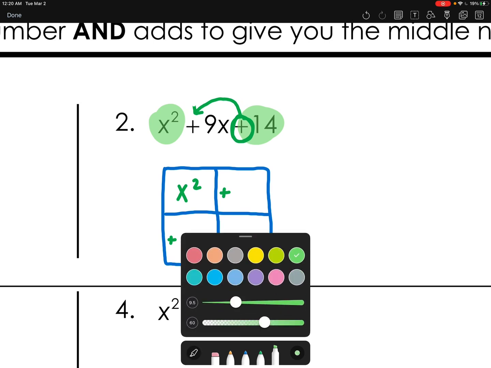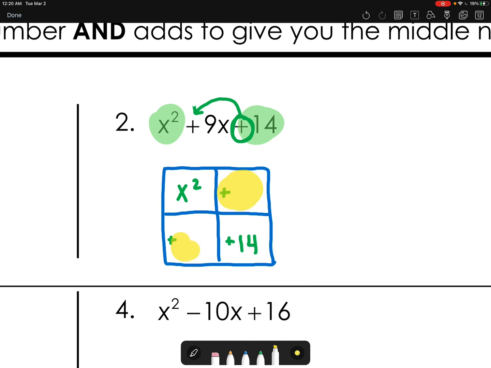And so now I need to think, okay, what can I add right here and here to give me positive 9x, but multiply to give me 14? So I want to think of the factors of 14. I think of 1 and 14, 2 and 7, 3 doesn't go in, 4 doesn't go in, 5 doesn't go in. That's it, just 1 and 14, 2 and 7. So which two factors multiply to 14 and add to 9x? Well, if you look here, 2 and 7 would add to 9x.